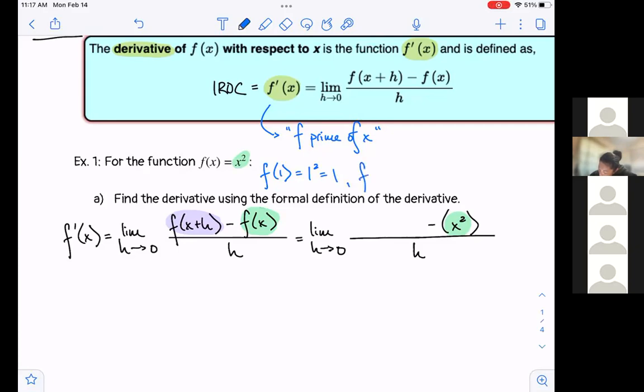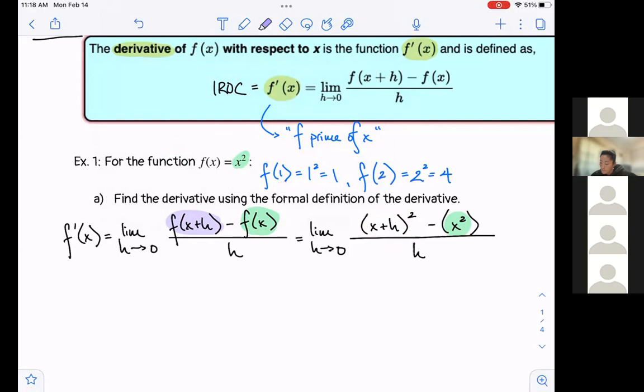If I said f of 2, you would all say 2 squared, which gives you 4, right? If I tell you now I want you to put in x plus h, you're going to have x plus h squared. So instead of 1 squared, instead of 2 squared, instead of x squared, now we have x plus h squared.